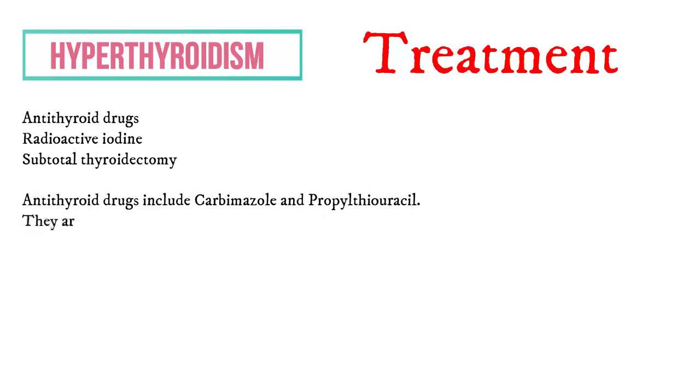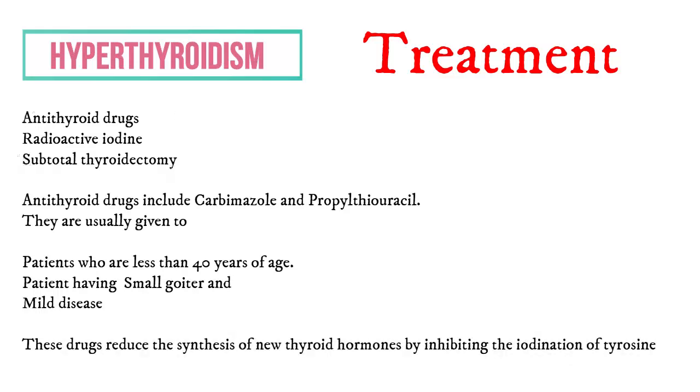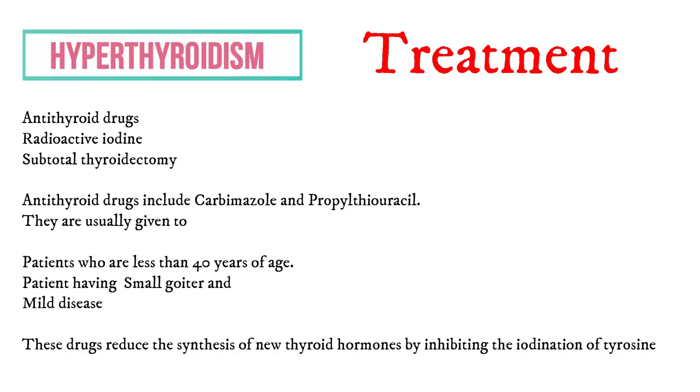Now, we will discuss treatment. The following three are the treatment options. Antithyroid drugs, radioactive iodine, subtotal thyroidectomy. Antithyroid drugs include carbimazole and propylthiouracil. They are usually given to patients who are less than 40 years of age, patients having small goiter and mild disease. These drugs reduce the synthesis of new thyroid hormones by inhibiting the iodination of tyrosine.